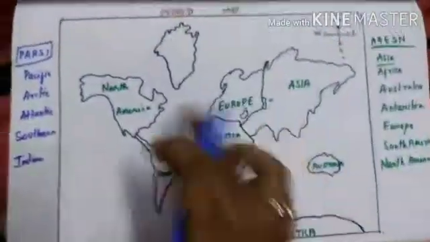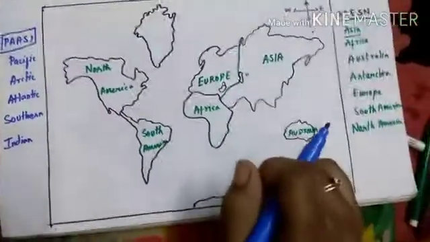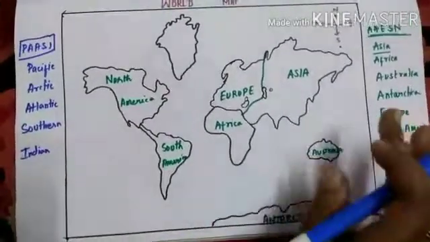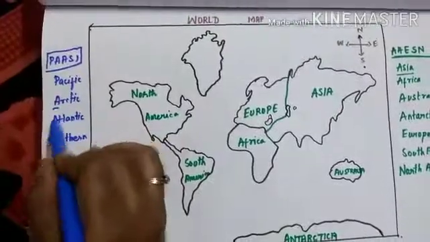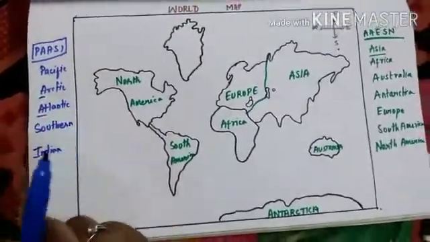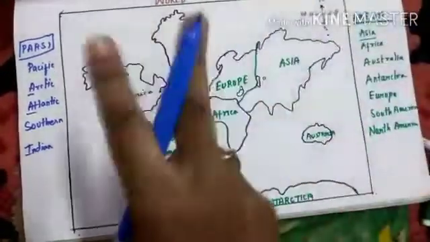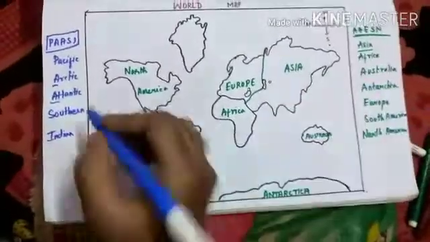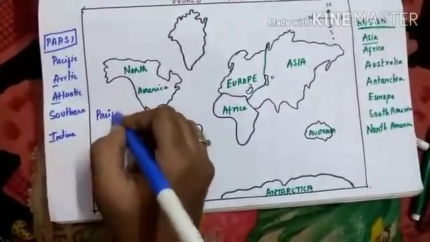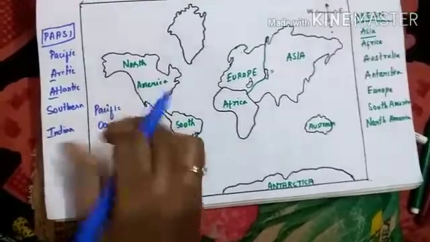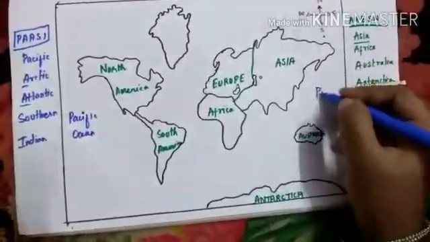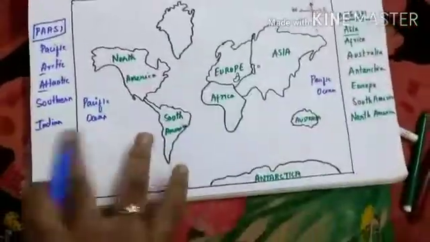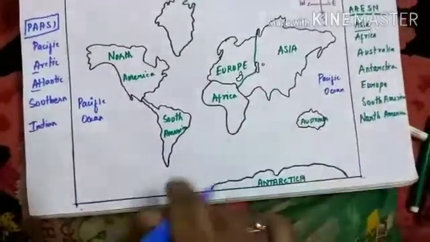Now we are going to mark these 5 oceans on the world map. Pacific Ocean: since we are having 2 A's at the bottom, we have to mark Pacific Ocean at 2 places, that is on the left and right side of your world map. So we are going to mark Pacific Ocean on both the left as well as the right side of the world map. So this one is Pacific Ocean, this one is Pacific Ocean.